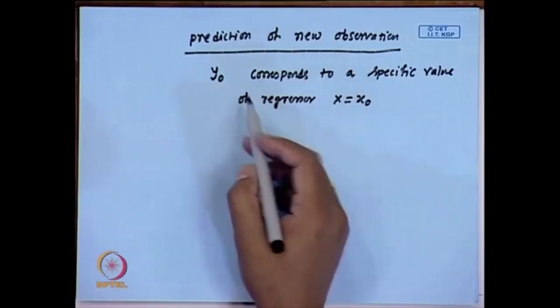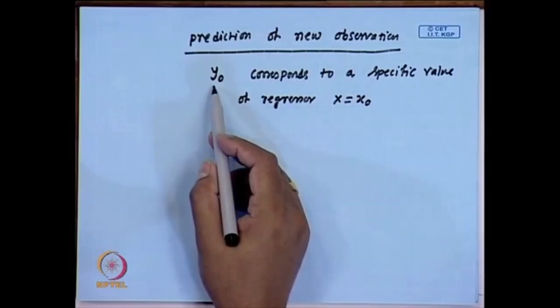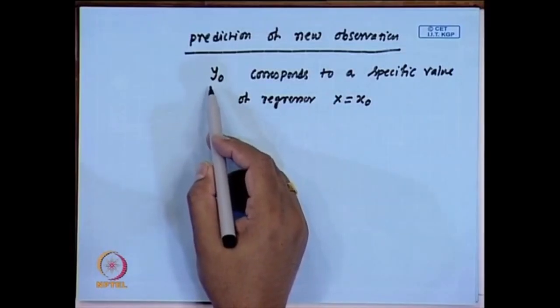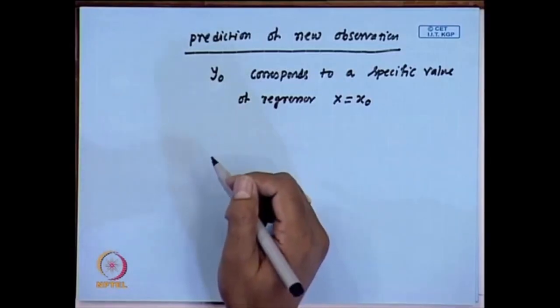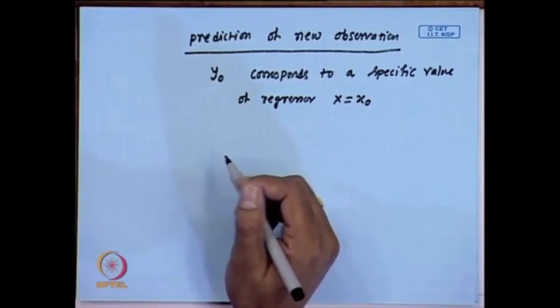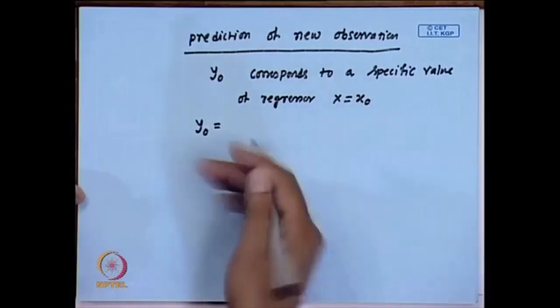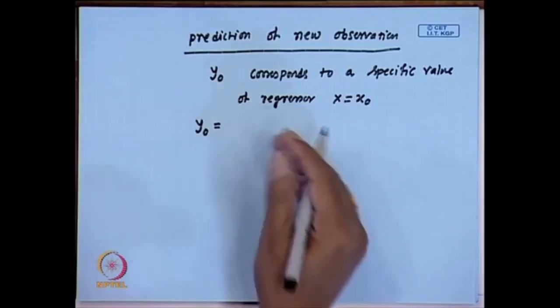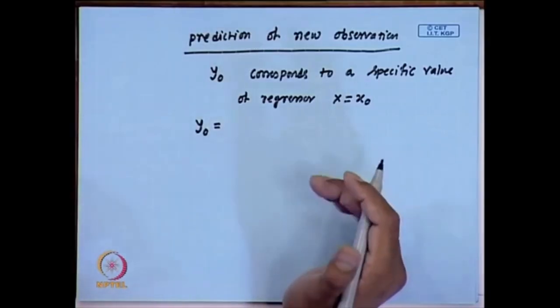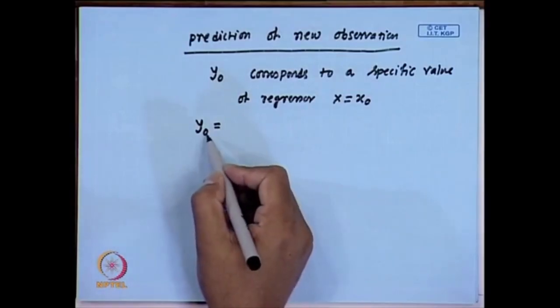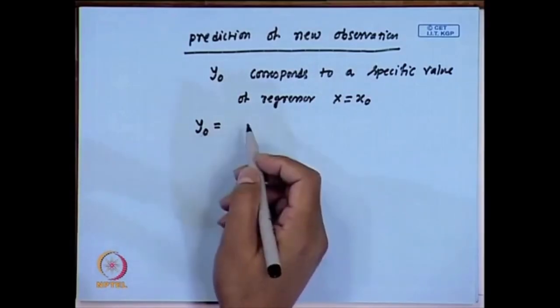The difference between the previous problem and this one is that in the previous problem we wanted to estimate the expected response, and here we want to predict the observation at the point x equal to x naught. Here y naught is a new observation. Given the data, we have fitted the model, and now using that fitted model, we want to predict the response value at a new point.